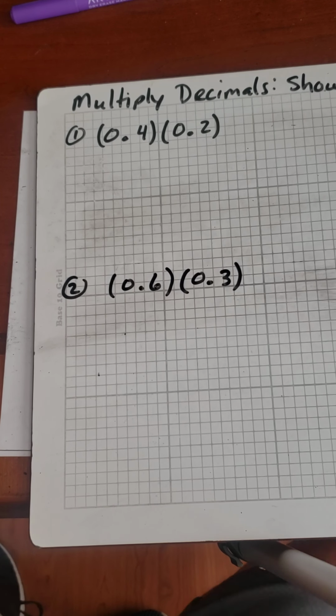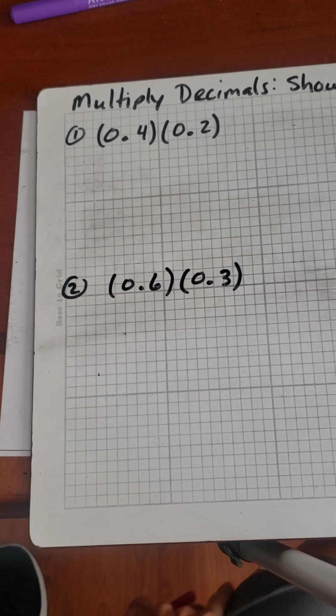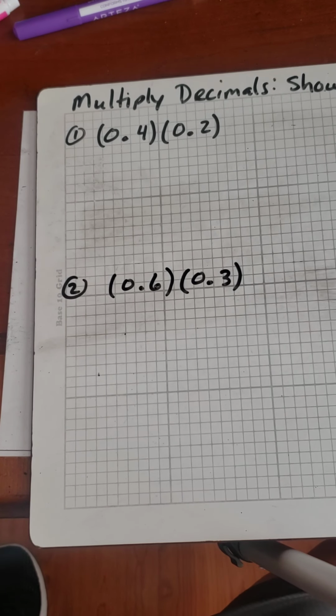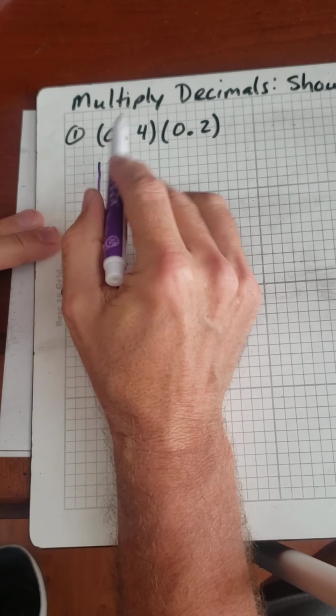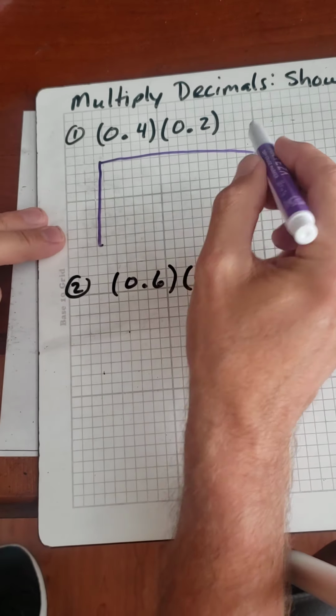Okay, so the next part is showing multiplication. And showing multiplication is super simple. It's very, very similar to multiplying fractions, all right? So what I want to do first, like I've done in the past, is start with what my whole would look like. So I'm going to go ahead and start with this. Here's a whole.